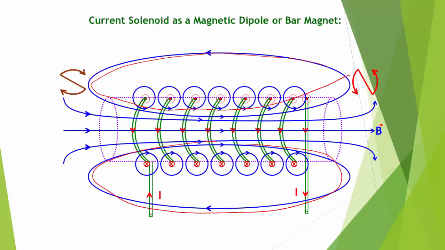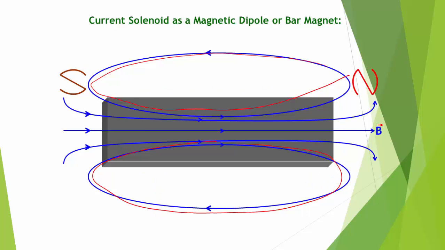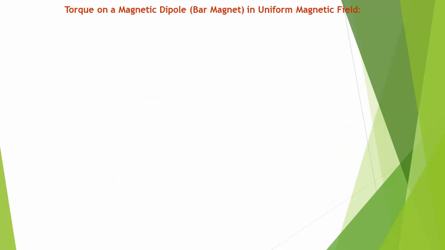This is the solenoid. It acts as a bar magnet. See here, right? Observe this phenomenon. It acts as a bar magnet. That's why we say a current solenoid is a magnetic dipole or a bar magnet. Okay, now we will move to the next concept.